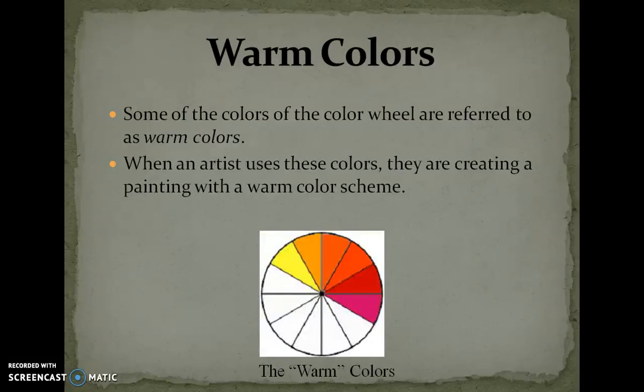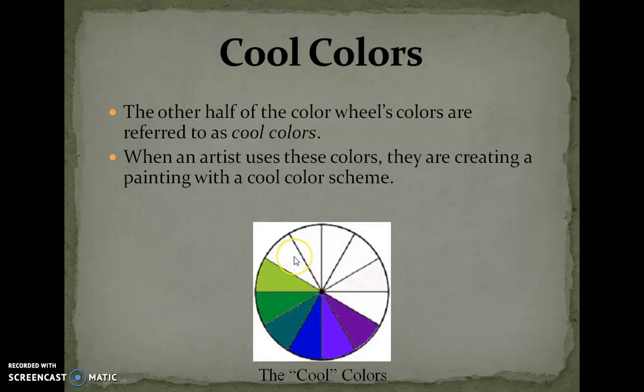Warm colors. Some of the colors of the color wheel are referred to as warm colors. When an artist uses these colors, they are creating a painting with a warm color scheme. This image is an example of warm colors. So this is actually a warm color wheel.